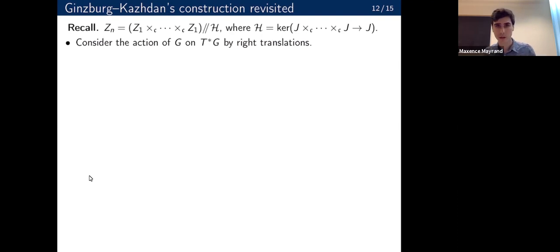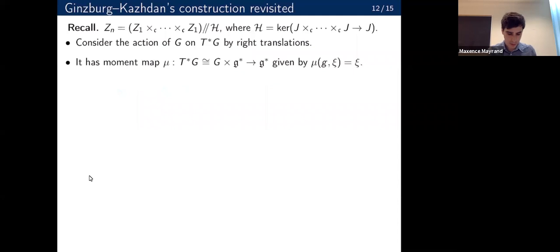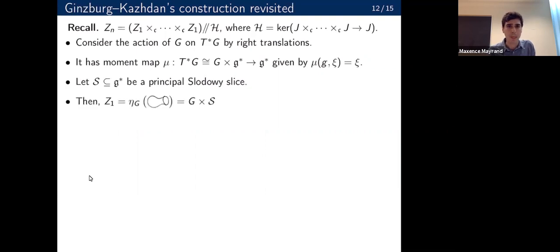How do we get that? Well, consider the action of G on T*G by right translations. It's simply the lift of the action of G on G by right multiplications. This lifts to an action on the cotangent bundle. This has a moment map where, if you trivialize the cotangent bundle in this way by left translations, the moment map is simply the projection along the Lie algebra factor. Now let's take a principal Slodowy slice. Then the variety Z_1, from the definition in the Moore-Tachikawa conjecture, we said that this should be G times S.